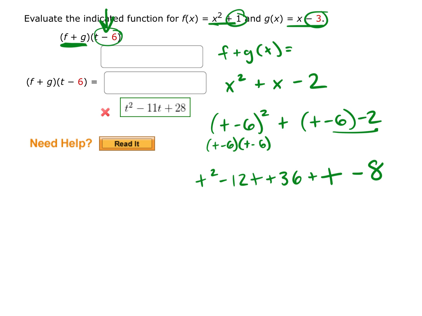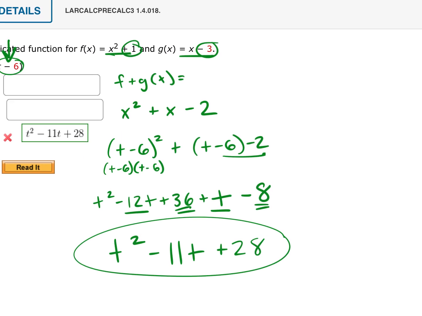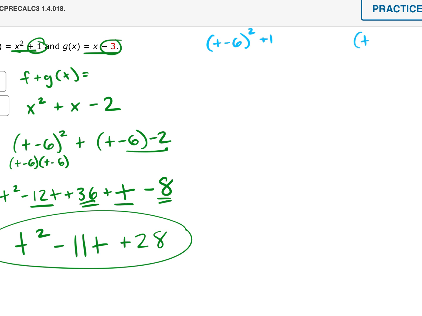So when we simplify and combine our like terms, we'd get t squared minus 11t plus 28. So that would be our answer. The other way of doing it is you could have plugged in t minus 6 first, so t minus 6 squared plus 1, and then t minus 6 minus 3. Find these two. You could simplify it first and then just add them together. It's probably an equivalent amount of work. I wouldn't say one way is easier than the other.